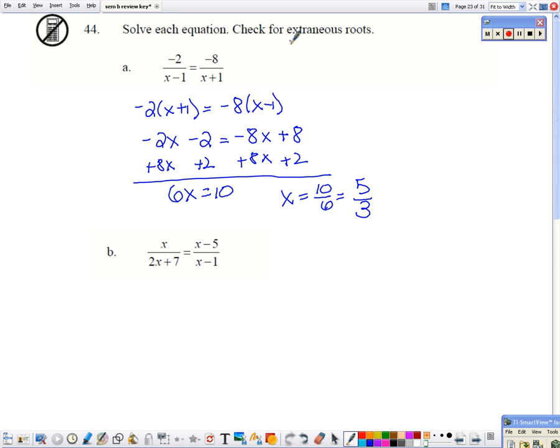Now, checking for extraneous roots, we cannot divide by 0. So if I plug 5/3 into either x, does either denominator equal 0? No. So my answer is 5/3.